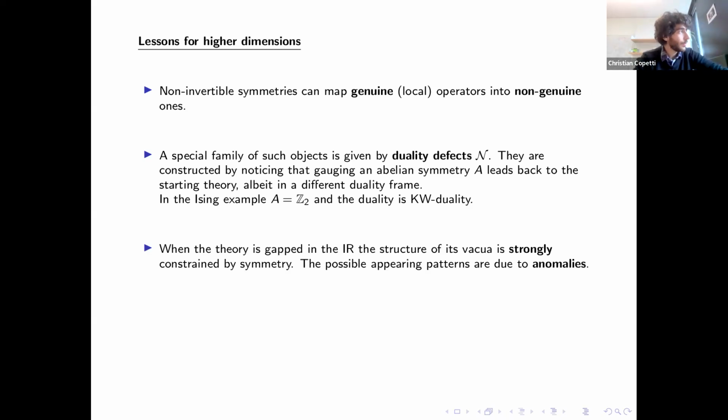Let me stress again, when you flow to gapped vacua, the structure of these vacua is strongly constrained by this symmetry. It's much more constraining than a normal group. And these patterns, the fact that you have non-trivial patterns appearing, usually encode anomalies of these symmetries.